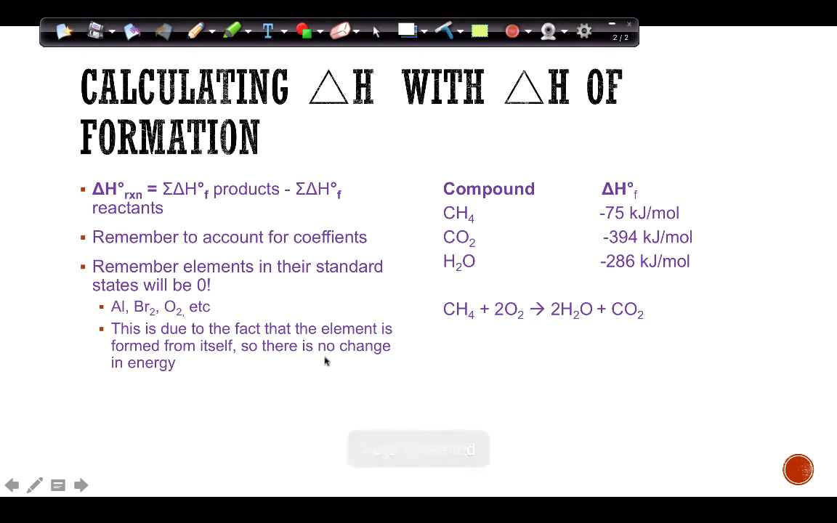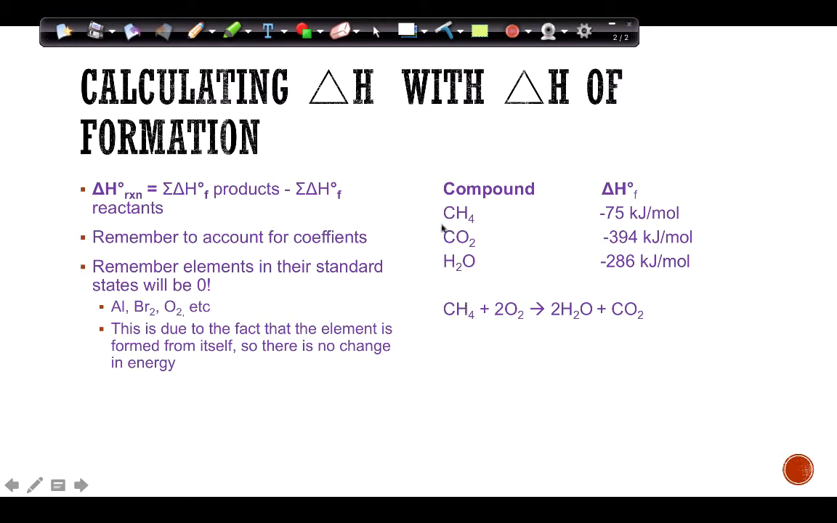All right, so you can also calculate delta H with delta H of formation. So the delta H of formation was given here, and you were given a reaction. So you have to remember to account for the coefficients. This equation is given to you on the reference sheet, so you don't have to memorize this. So it's going to be products minus the sum of the reactants. So if you are given something in its standard state, it will be 0. And that's due to the fact that the element's formed from itself, so there's no change in energy when you do that. So aluminum, bromine, any of the diatomics, all of those, delta H of formation will be 0.